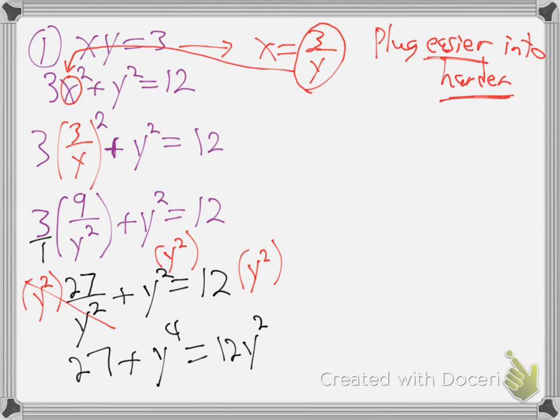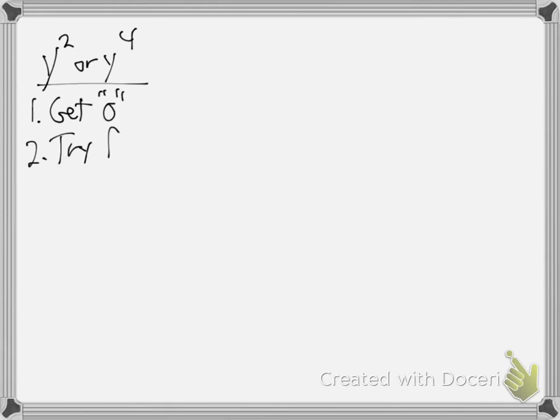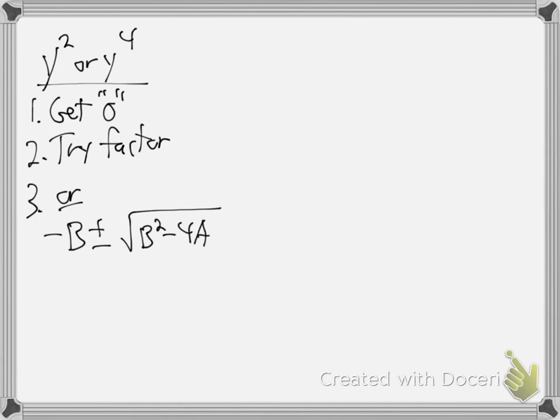Yeah. So let me write up here for you a general game plan. Generally, when you have y squared or like y to the 4th, the usual typical approach is to get a 0 on one side and try to factor the other side, with the parentheses and stuff. Or the other thing you could do is the quadratic formula, negative b plus or minus the square root of b squared minus 4ac all over 2a.